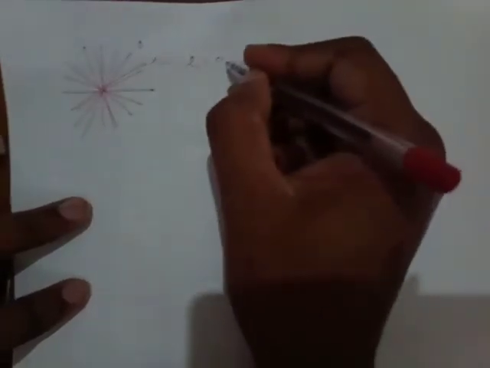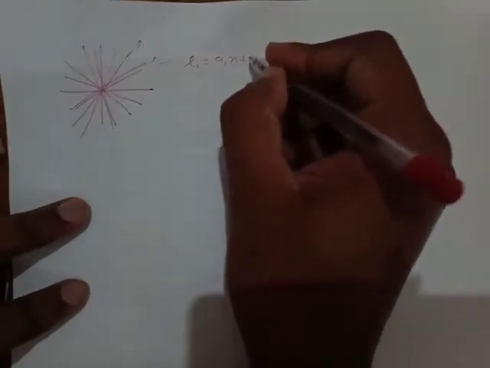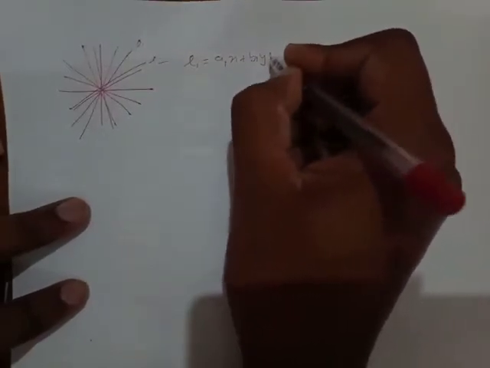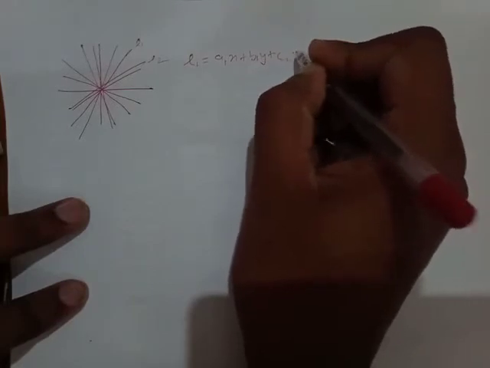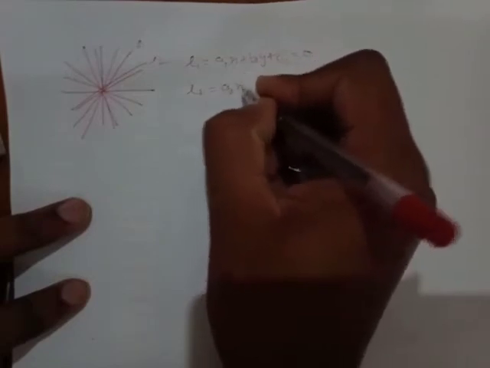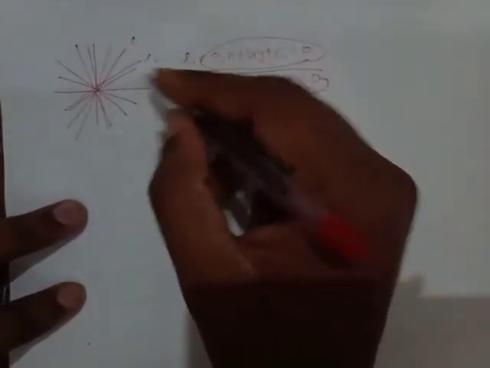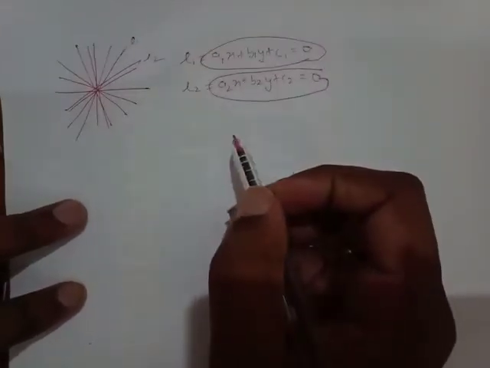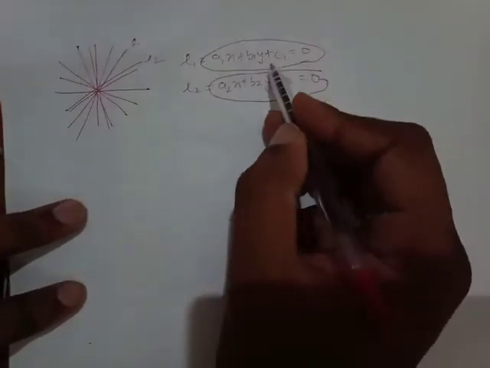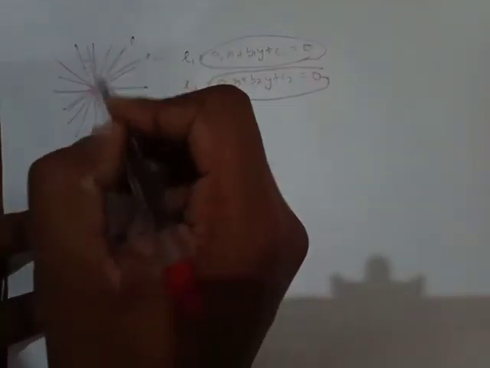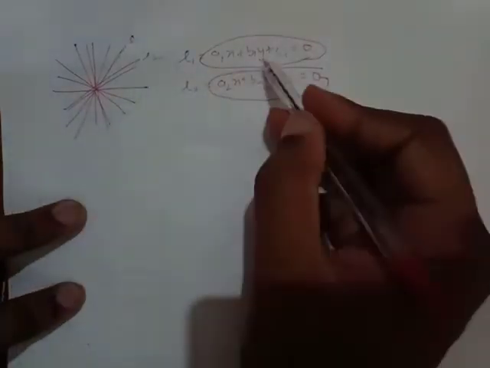Let's say L1 is in the form of an equation a1 x plus b1 y plus c1 equals 0, and L2 is a2 x plus b2 y plus c2 equals 0. So this is the first equation and this is the second equation. This is the equation of the first line and this is the equation of the second line. Now what to do when I have two equations of two lines? Using these two lines I can make the equation of any line that is passing through this point.